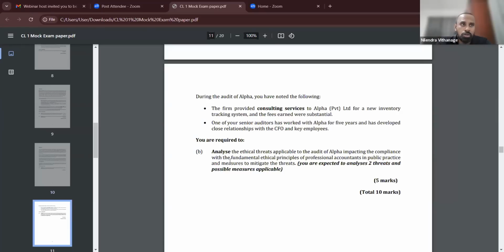One student has asked, why sir you are not proposing any mitigating actions? It was not asked, so no point of wasting your time. Now here the examiner asked, what are the threats and what are your safeguards? What are the mitigating actions? So shall we read?